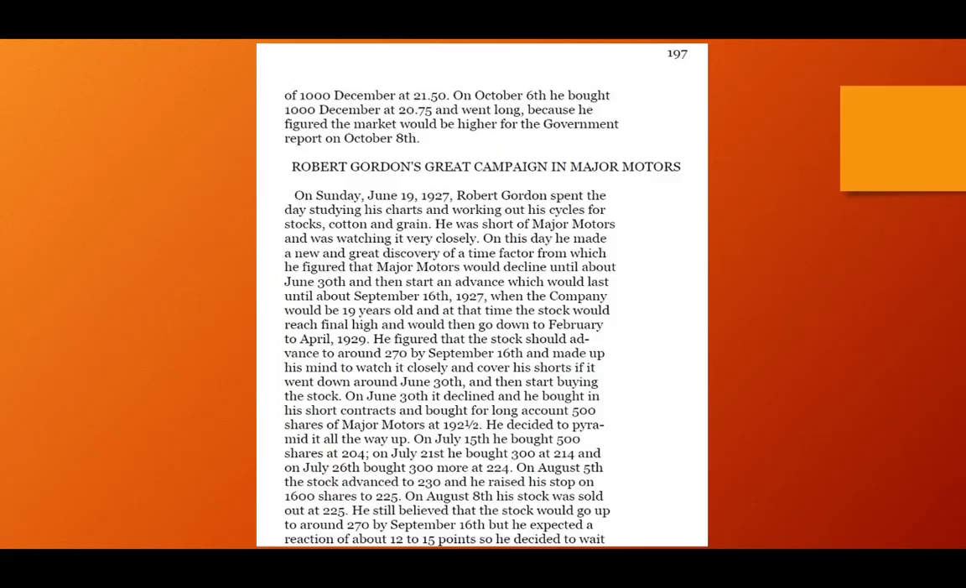Robert Gordon's great campaign in Major Motors. On Sunday, June 19, 1927, Robert Gordon spent the day studying his charts and working out his cycles for stocks, cotton, and grain. He was short of Major Motors and was watching it very closely. On this day, he made a new and great discovery of a time factor from which he figured that Major Motors would decline until about June 30th, and then start an advance which would last until about September 16, 1927, when the company would be 19 years old. At that time, the stock would reach a final high and would then go down to February to April 1929.